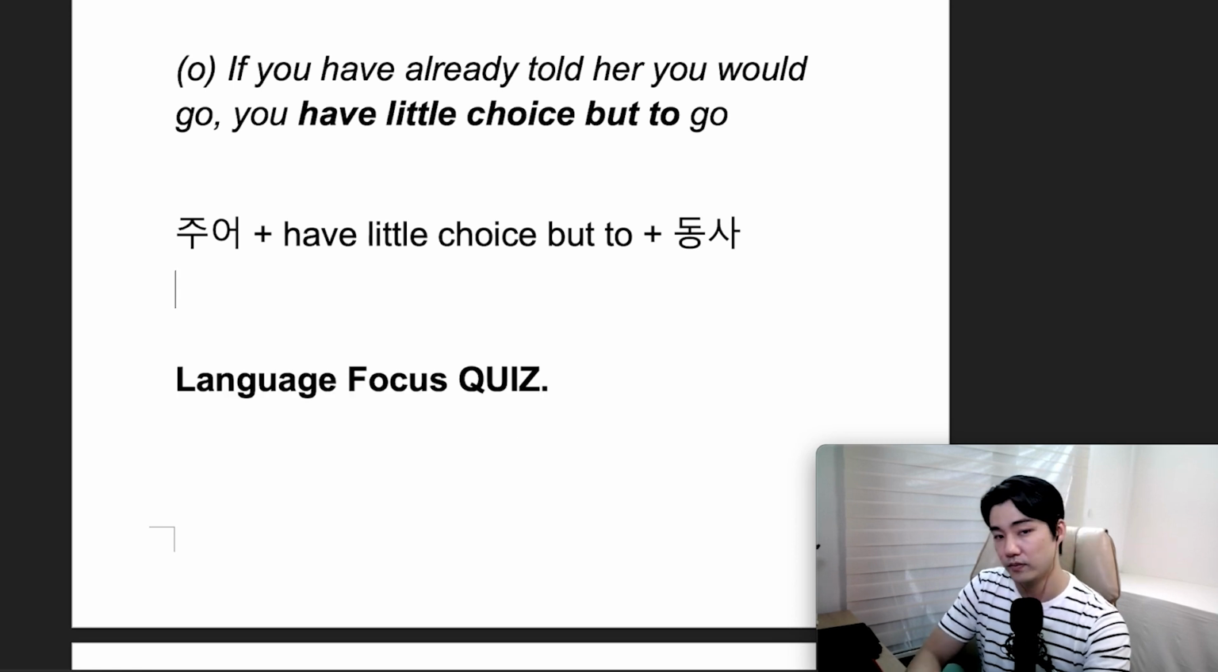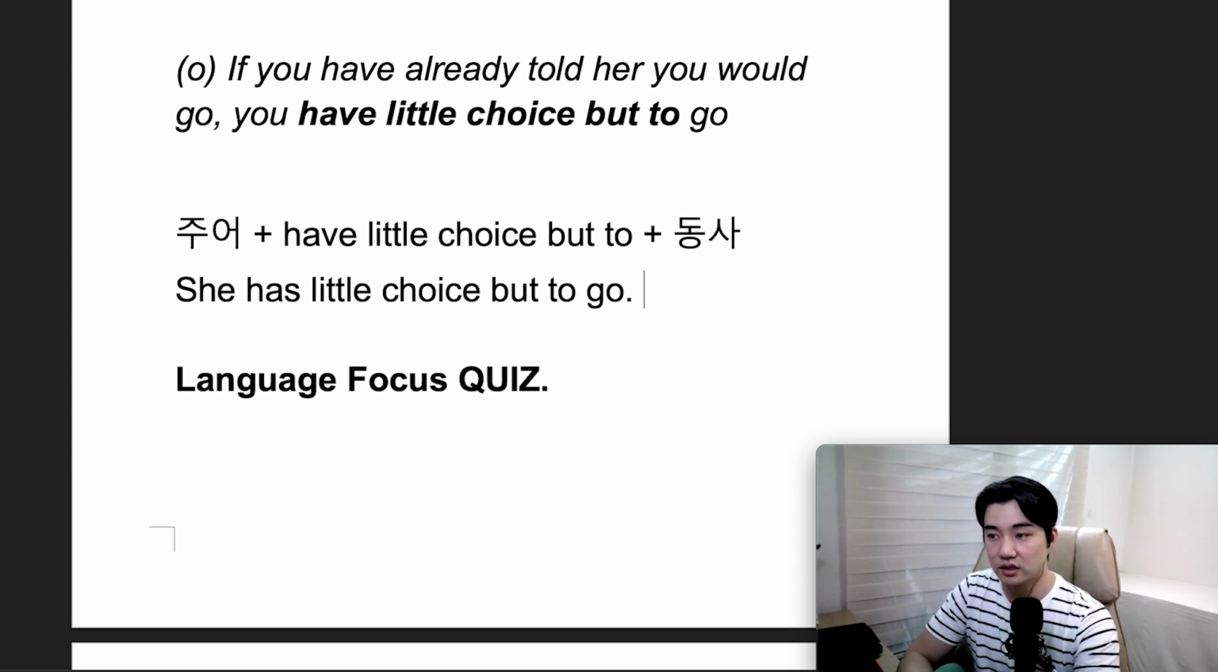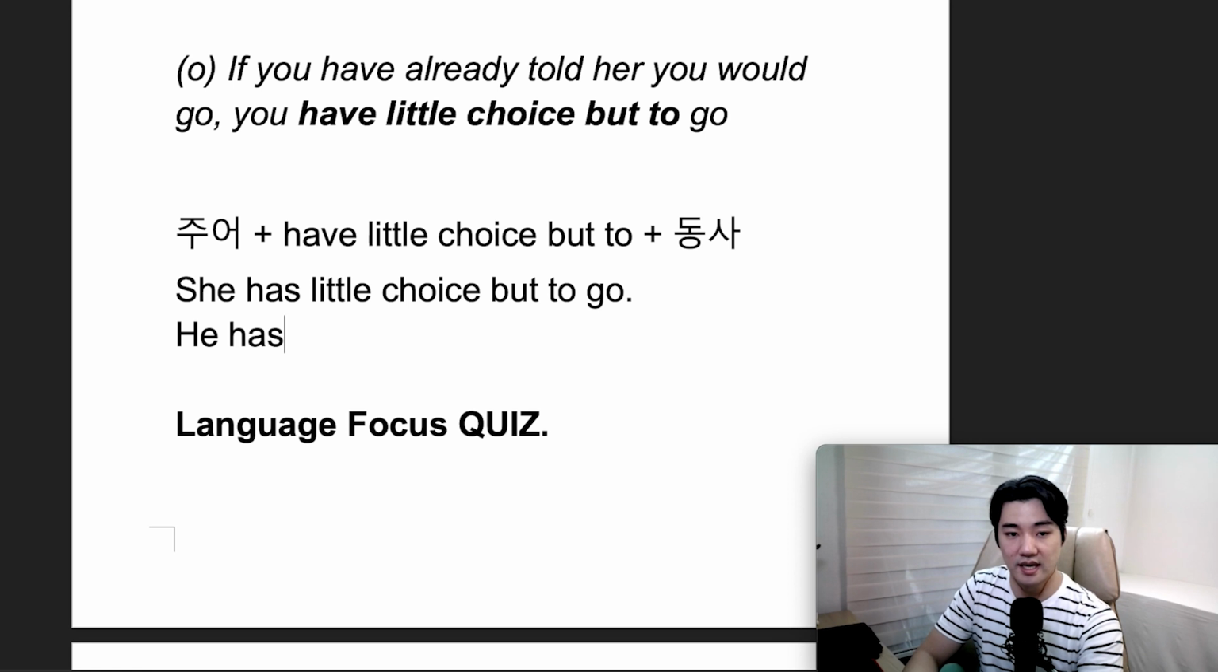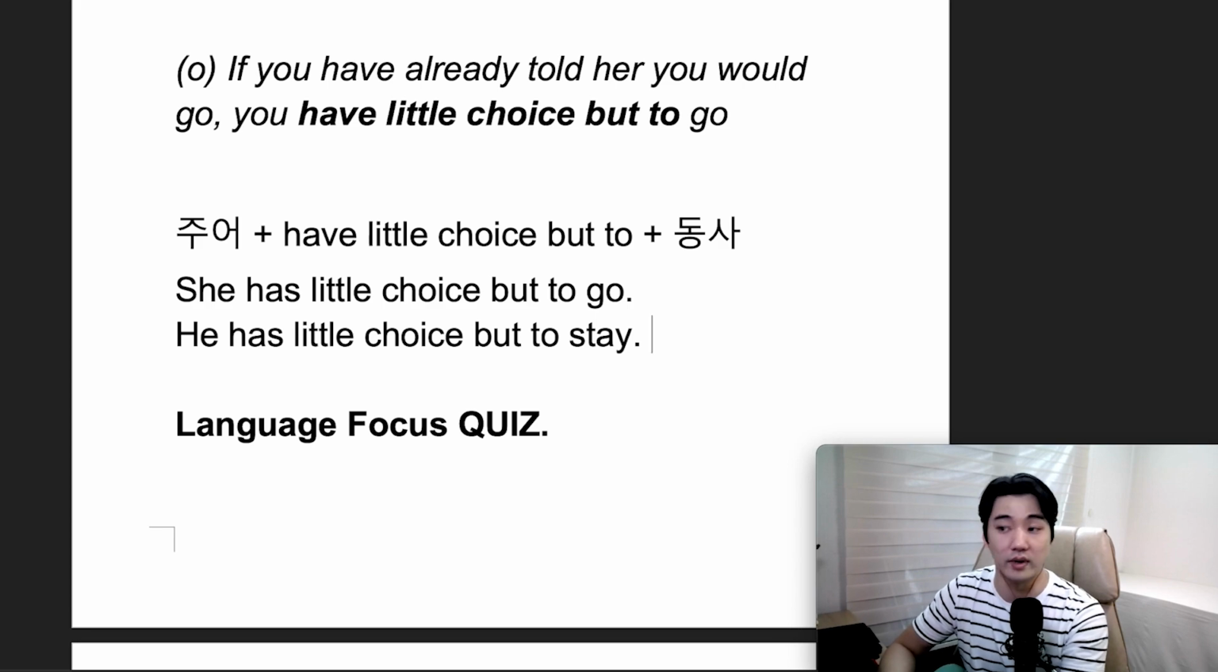So she has little choice but to go. Alright. 그녀는 갈 수밖에 없다. She has little choice but to go. He has little choice but to stay. Alright. He has no other options. 그래서 he can't go anywhere.